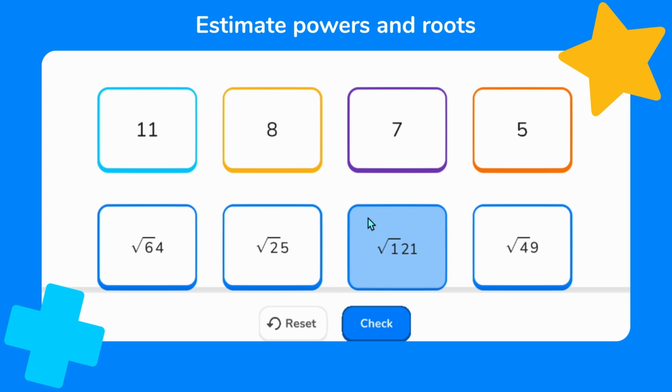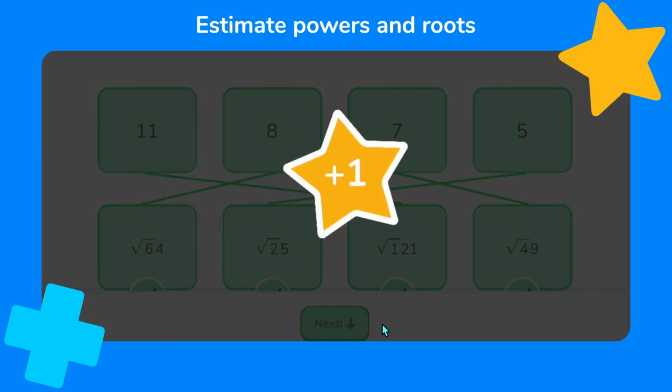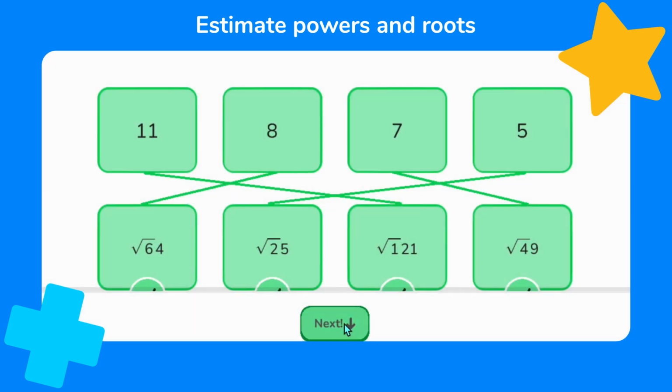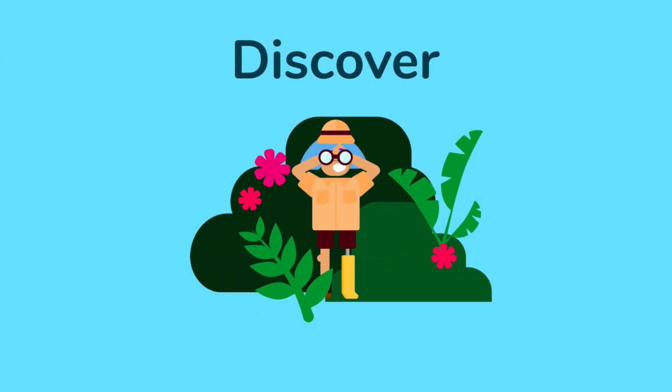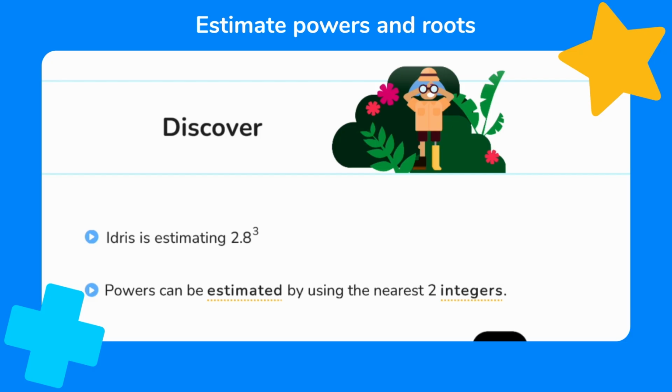Well, we know that the square root of 121 is 11. We know that the square root of 25 is 5. We know that the square root of 64 is 8, and that leaves us with the square root of 49 is 7. Let's check. Fab, we've earned Doodle Star. Now that we know that, let's discover more about estimating powers and roots.